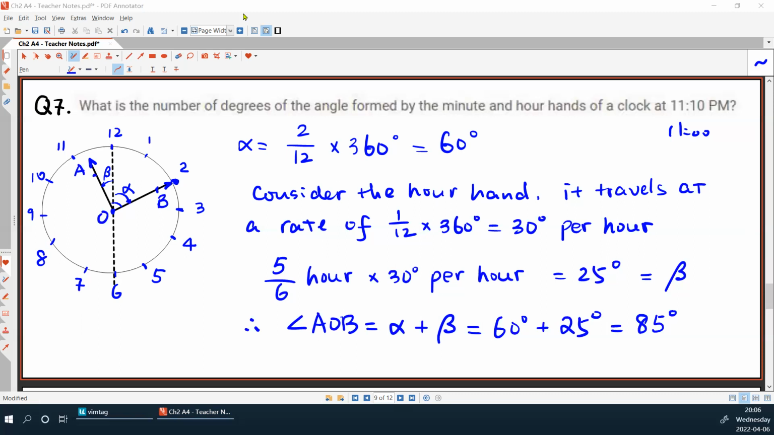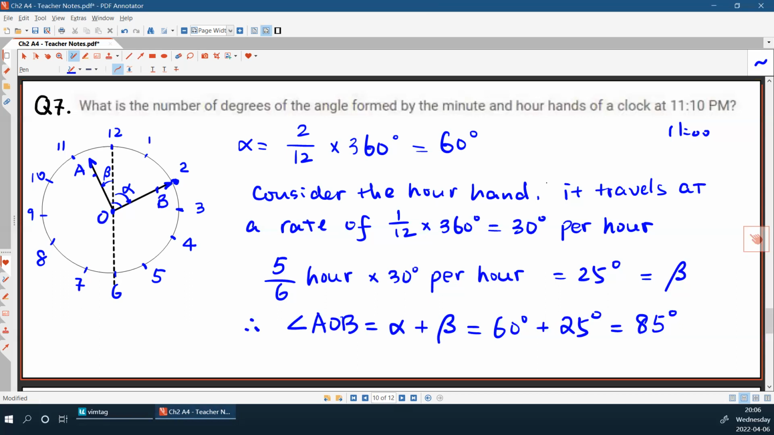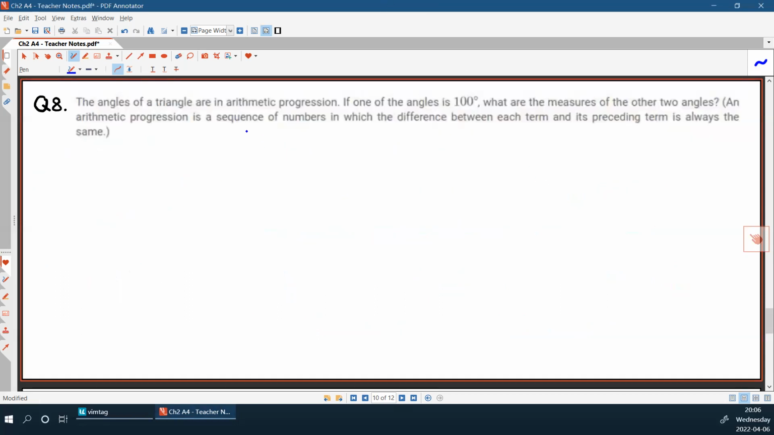Okay. All right, so let's have a look at the next one. The angles of a triangle are in arithmetic progression. If one of the angles is 100 degrees, what are the measures of the other two angles? So in case you don't know the definition of arithmetic progression, there is a hint. An arithmetic progression is a sequence of numbers in which the difference between each term and its preceding term is always the same. For example, 10, 20, 30. This is an arithmetic progression, right? Because 20 minus 10 equals 10. Then 30 minus 20 is also 10, right?